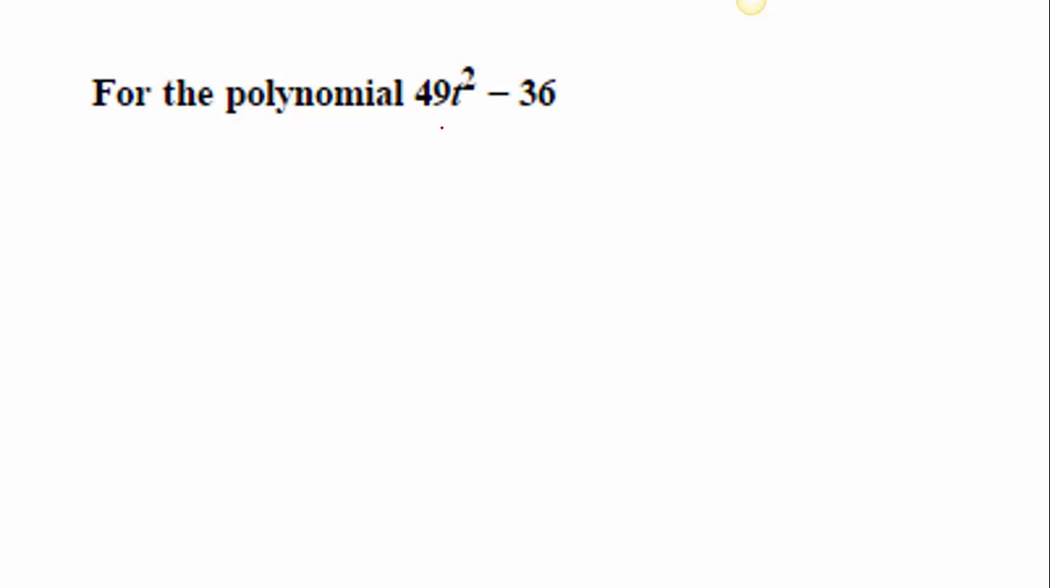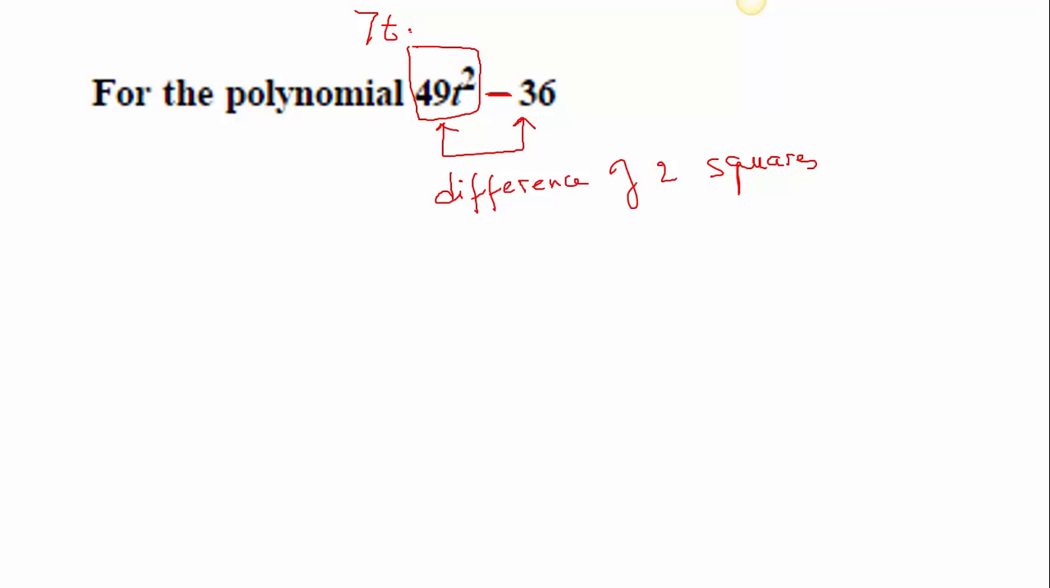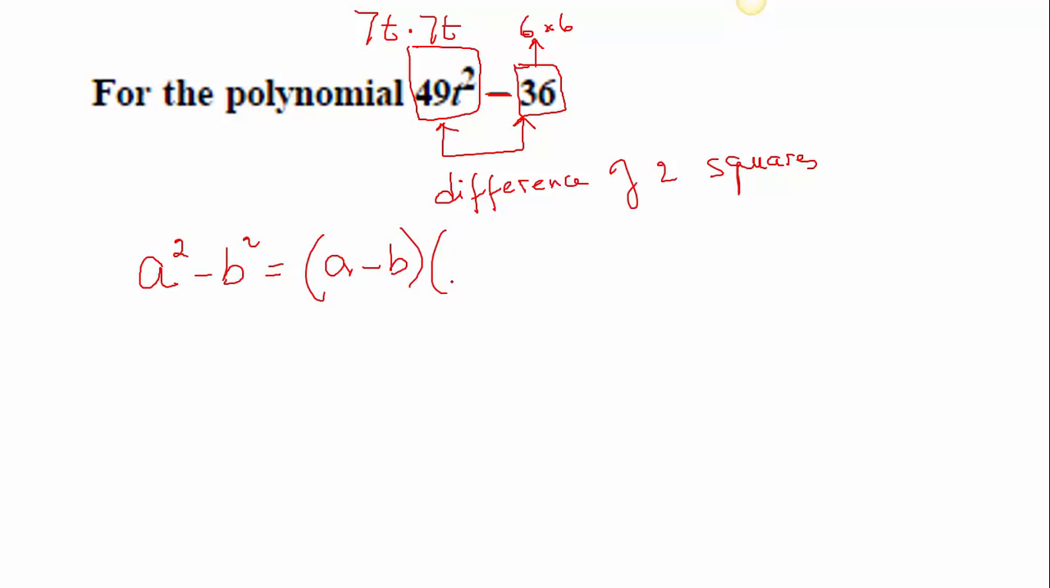Factor the polynomial, and this is what we call the difference of two squares. And you notice it is difference. We have a minus sign. This is a perfect square because it is 7t times 7t. This is also a perfect square because it is 6 times 6. And therefore this is the rule for difference of two squares, or this is the pattern. A squared minus b squared is always going to equal a minus b, a plus b.